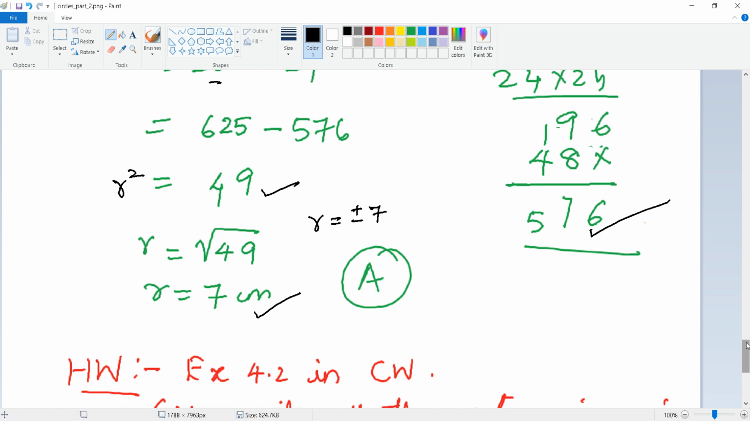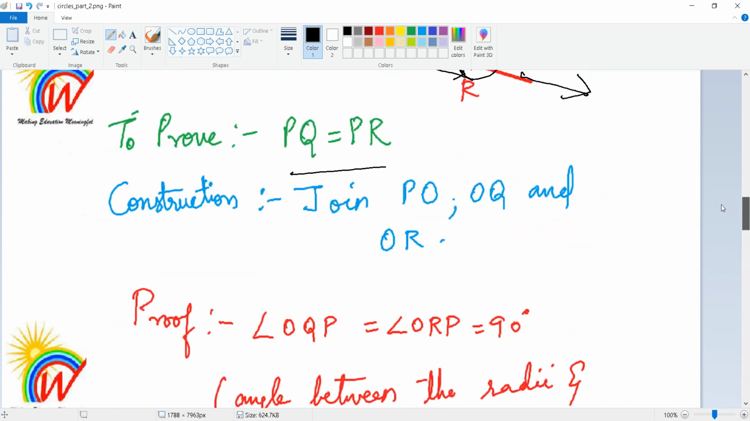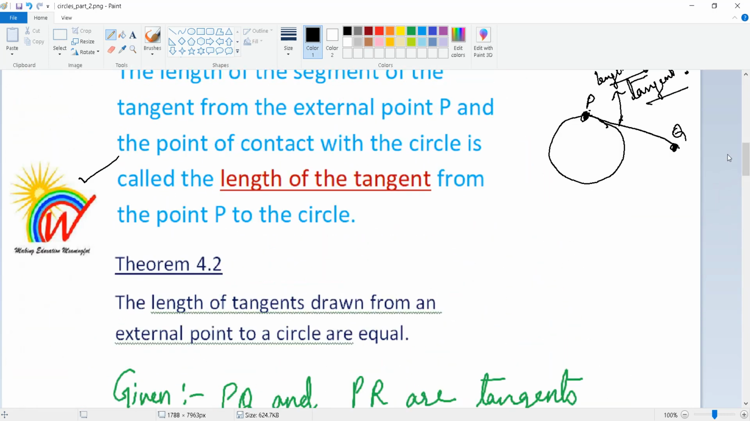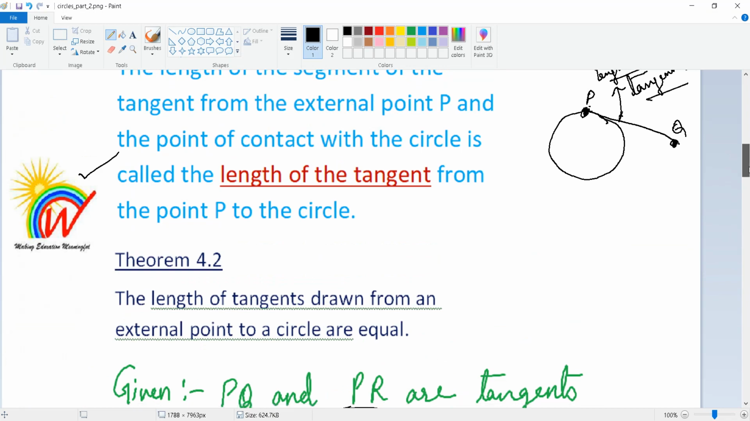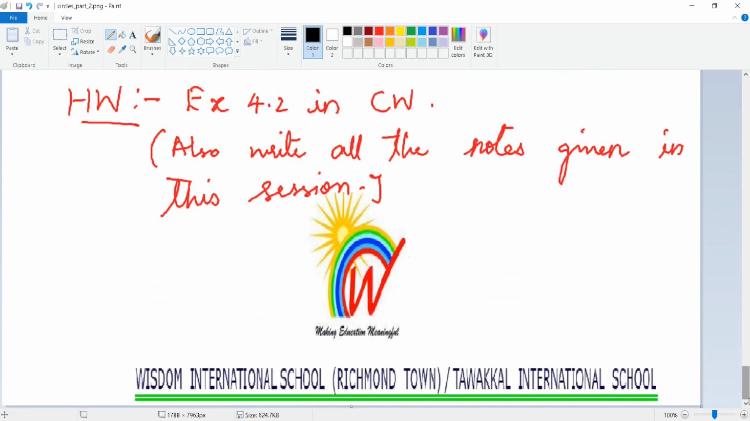Now solve the remaining questions in your classwork. On this page also, whatever notes I have given from the beginning, you have to write these definitions and the theorems and everything, and then start with your exercise 4.2. That's all, your chapter Circles is over. You just have these two theorems. Please practice and get thorough with them. Both theorems will come for 3 marks.